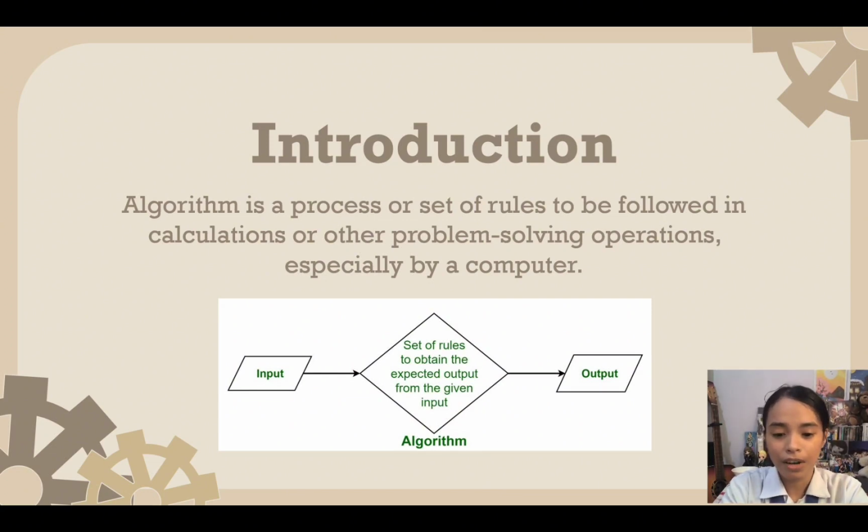In this algorithm process, the user inputs a number. The algorithm applies a specific rule to manipulate the input data. And finally, the output is produced based on the rule.